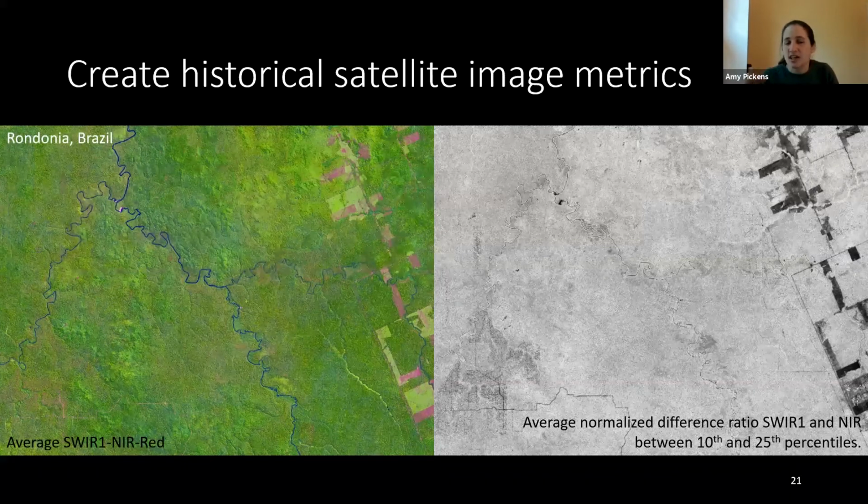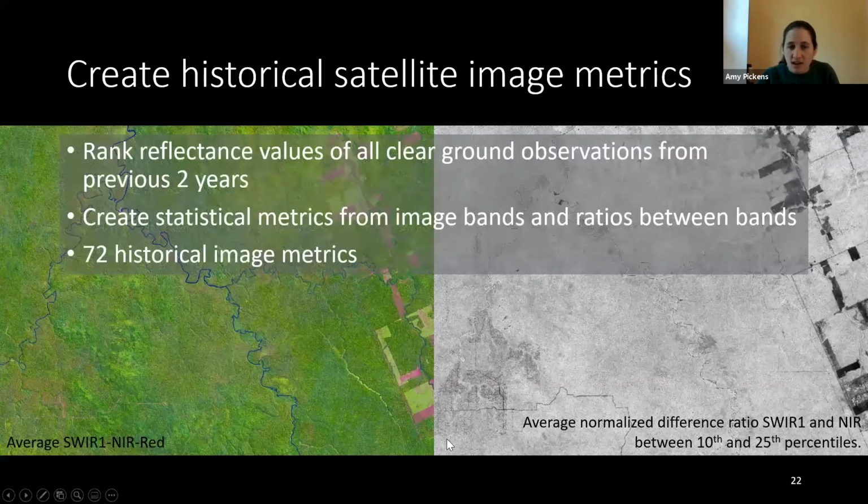So the first step is to create historical satellite image metrics that show the previous forest condition. So here we're looking in Rondonia, and take all of the previous images that were collected over the previous 2 years and rank the reflectance values to then get these statistical metrics from the image bands, as well as ratios between pairs of bands. Like we can see in this one here, this is the ratio between the shortwave and the near infrared. So some of these longer wavelengths. And then it's the average between the 10th and the 25th once these have been ranked.